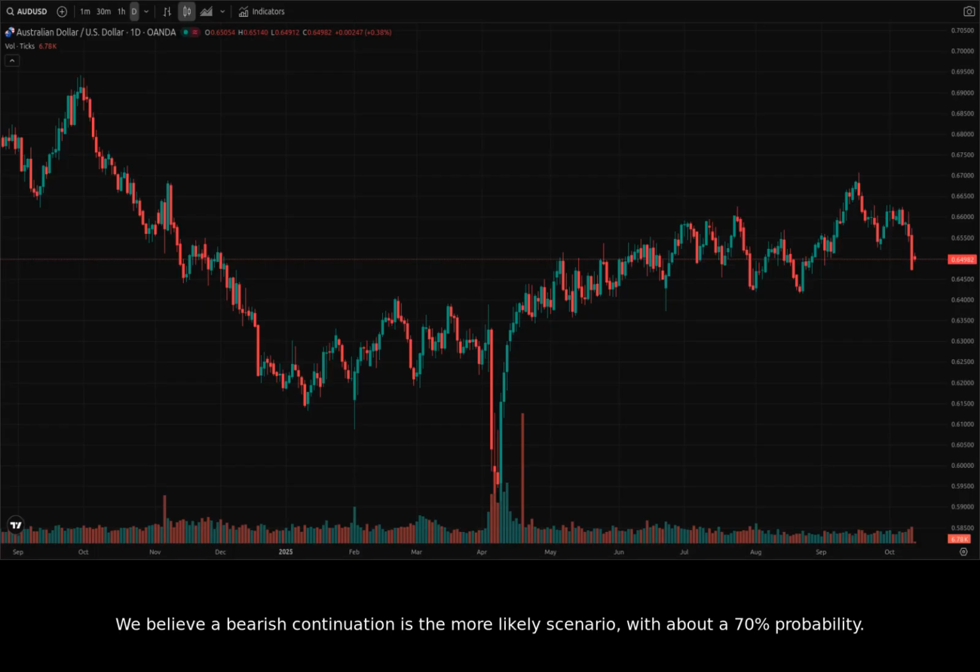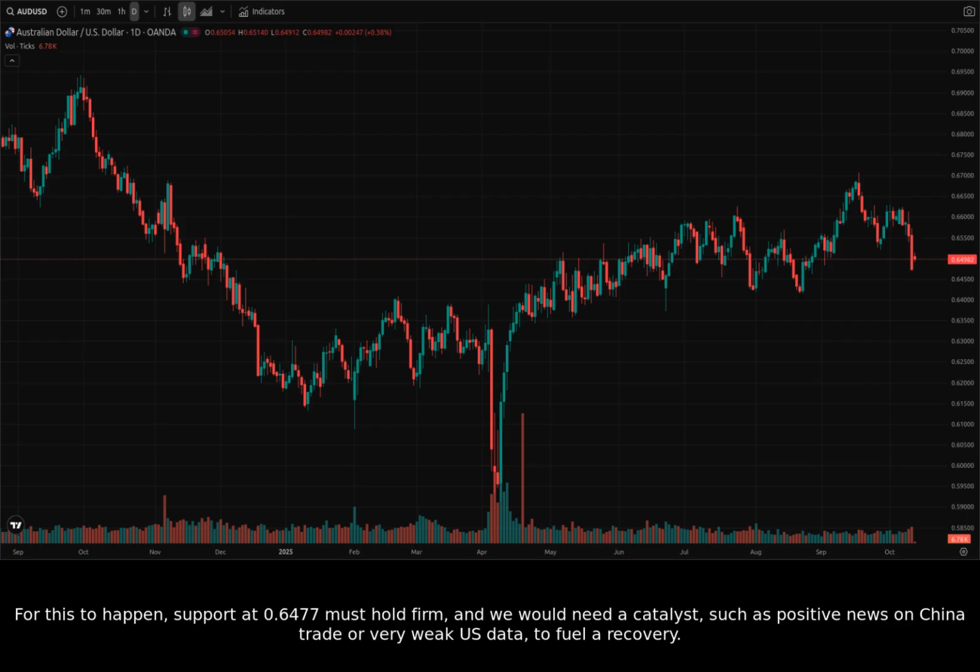We believe a bearish continuation is the more likely scenario, with about a 70% probability. The fundamental and technical pictures are aligned, suggesting the path of least resistance is lower. A daily close below 0.6470 would reinforce this view and likely open the door to the 0.6404 area. The bullish bounce scenario has a lower probability, around 30%. For this to happen, support at 0.6477 must hold firm, and we would need a catalyst, such as positive news on China trade or very weak U.S. data, to fuel a recovery.